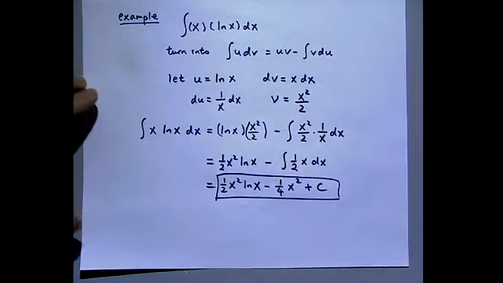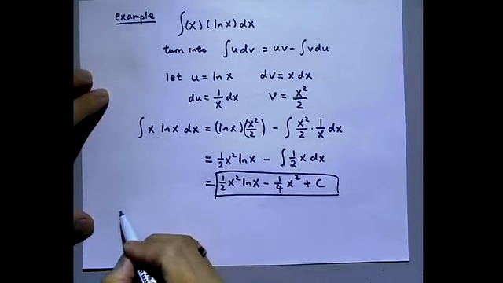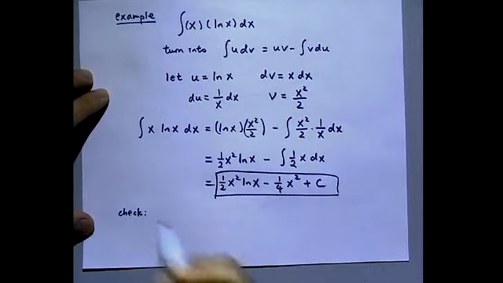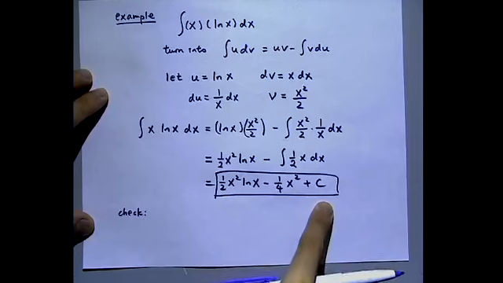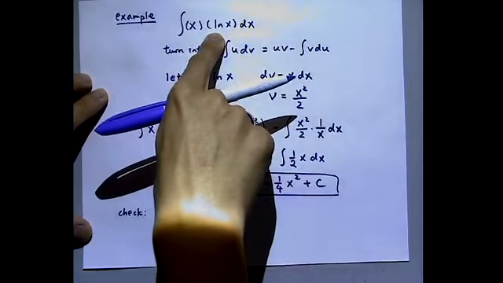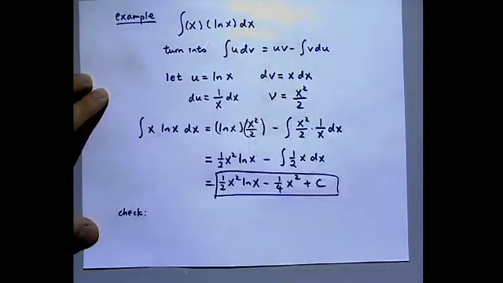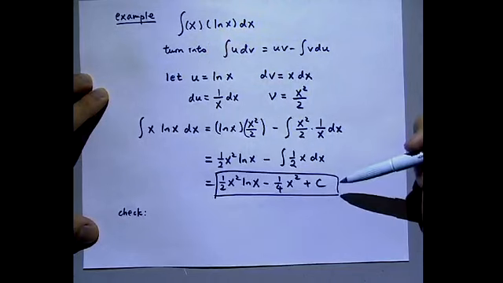By the way, let's make sure that our answer makes sense. Let's do a check. When I take the derivative of this, I better get x times ln of x. Right? If I don't, then this is wrong.